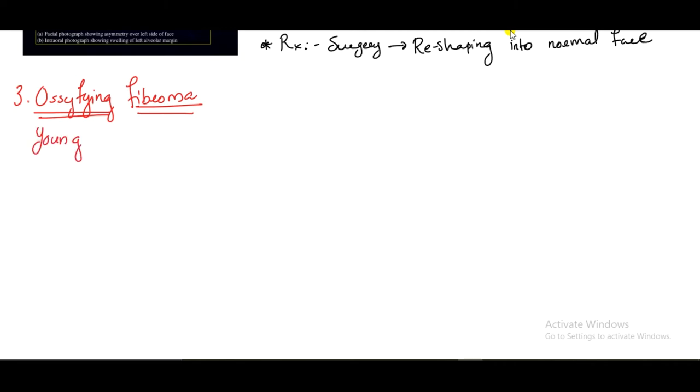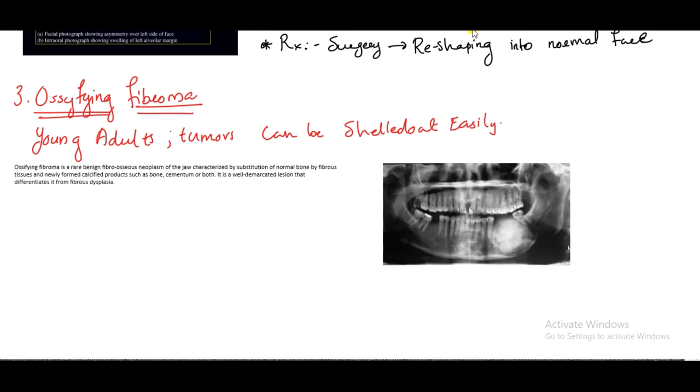The third one is ossifying fibroma. It is again seen in young adults. Tumors can be shelled out easily. Ossifying fibroma is a rare benign fibro-osseous neoplasm of the jaw, characterized by substitution of normal bone by fibrous tissue and newly formed calcified products such as bone, cementum, or both. It is a well demarcated lesion, which differentiates it from fibrous dysplasia. It has a very demarcated line or surrounding boundary.